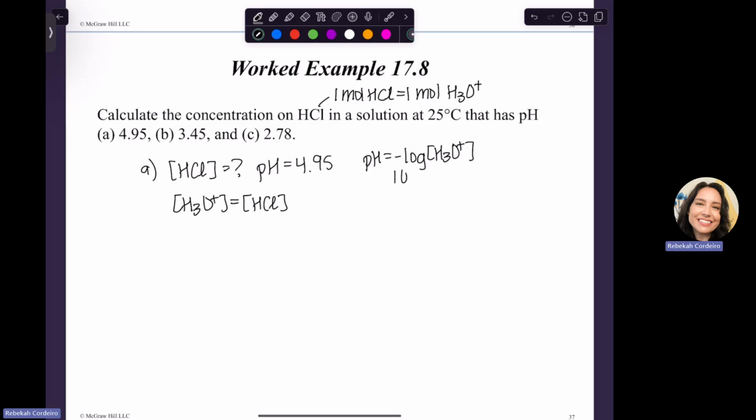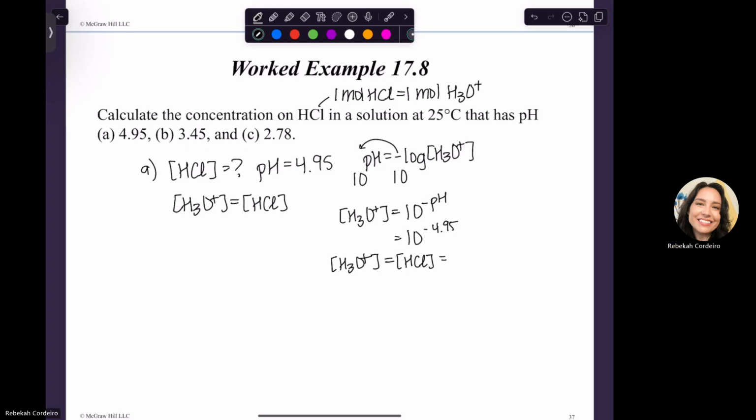We're going to raise everybody to the 10, and I'm going to bring over the negative sign. So the hydronium concentration is equal to 10 to the negative pH. And I'm just going to plug that in. And so I get a hydronium concentration, which again is also my hydrochloric acid concentration. And remember that the brackets mean concentration, so that's why I'm just using brackets instead of writing the word concentration.